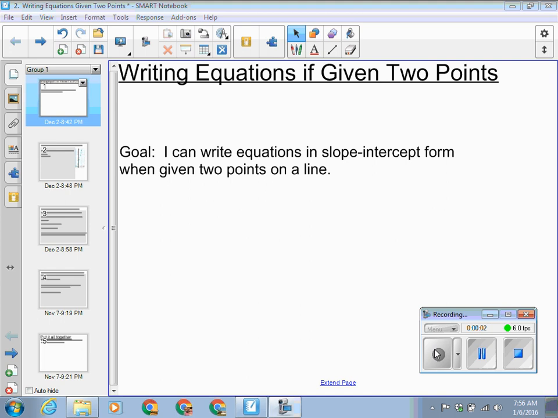Today's lesson is over writing equations if you're only given 2 points on a graph. And that's our goal, to write equations in slope-intercept form when given 2 points on a line. So yesterday we learned how to find the slope of any line given 2 points. Now we're going to extend it to find the full equation.